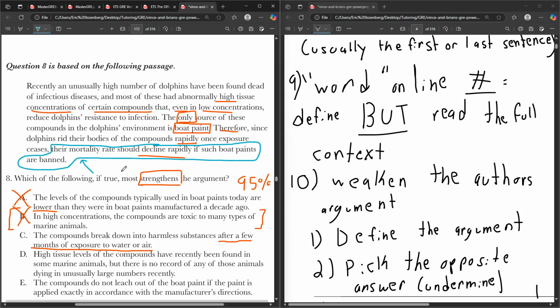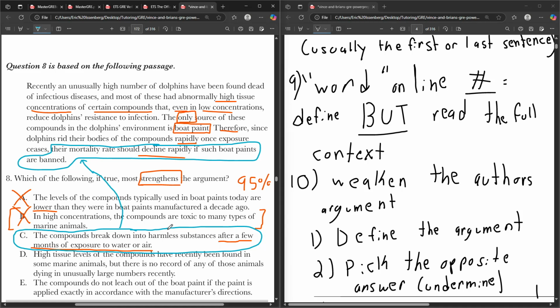Well, if we ban this boat paint, right? If they say, oh, it's terrible right now, but if you give it a couple months, it'll dissolve and then become harmless. This actually really helps the author. It's saying, sure, right now it's terrible, but give it a few months, and if we ban this stuff, it'll disappear very quickly. So the right answer here is actually going to be C, because it's the only answer that adds extra information to what the author is trying to argue, okay?